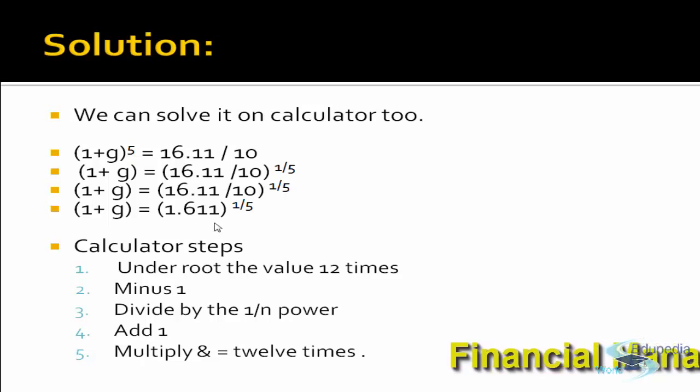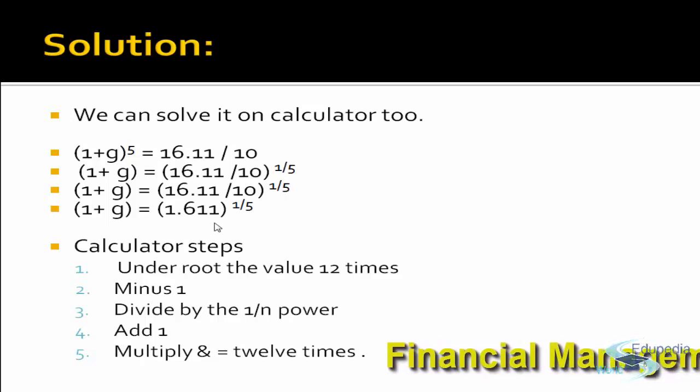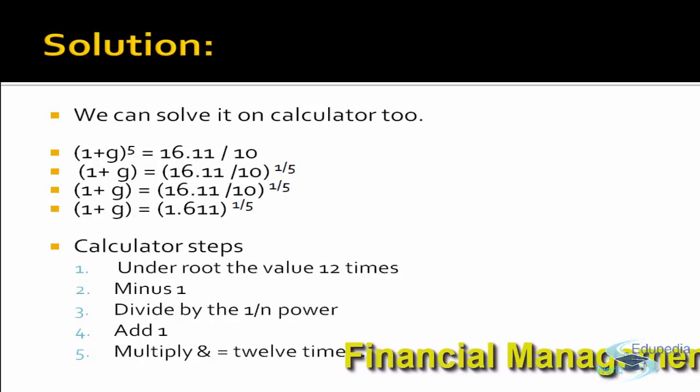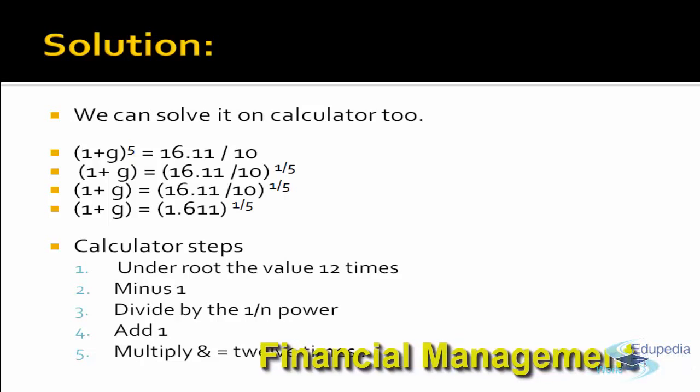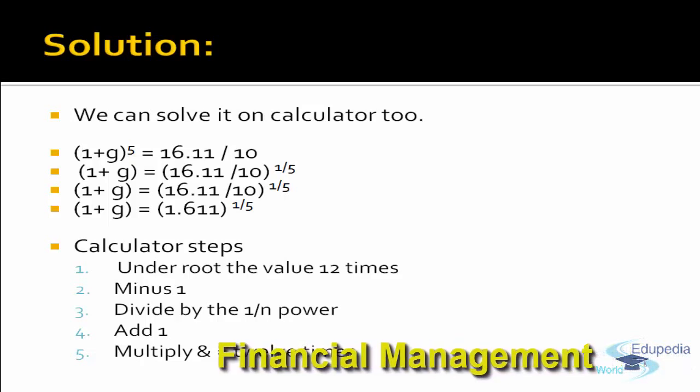Whatever the result is, minus 1, and then divide it by the power. So in our case it is 1 by 5, so the power will be 5 here. Whatever the denominator power is, divide that value by that nth power. After dividing, whatever the result is, add 1 to that.